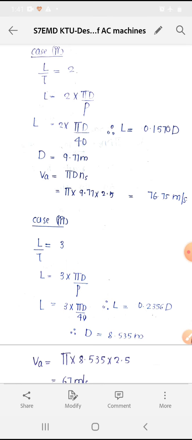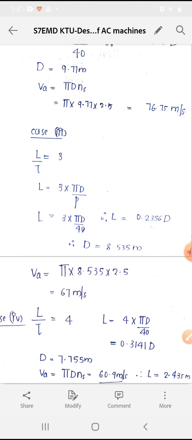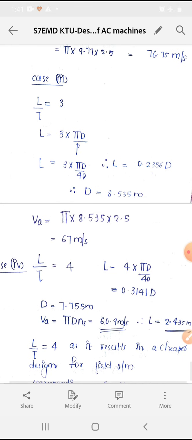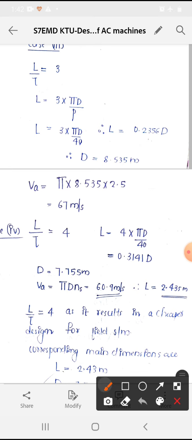And then we substitute the value L by tau as 3. Then also we got the peripheral speed as 67 meter per second, which is above the limit. In case 4, we substitute the value L by tau as 4. On substituting the value of D in V, we got the peripheral speed as 60.9 meter per second, which is within the limit. So we have chosen the main dimensions capital D and capital L when L by tau is equal to 4. This is the actual main dimensions.